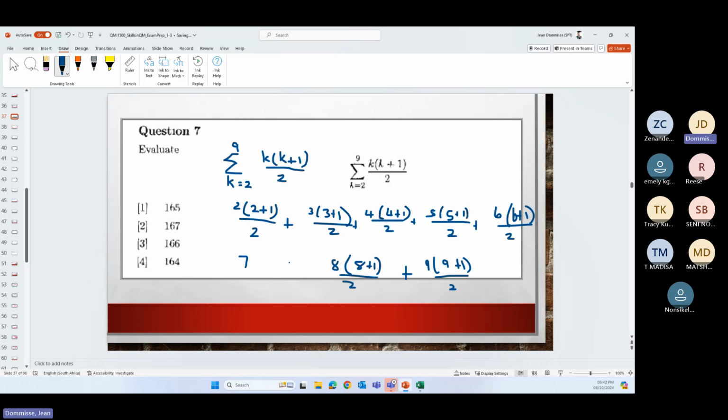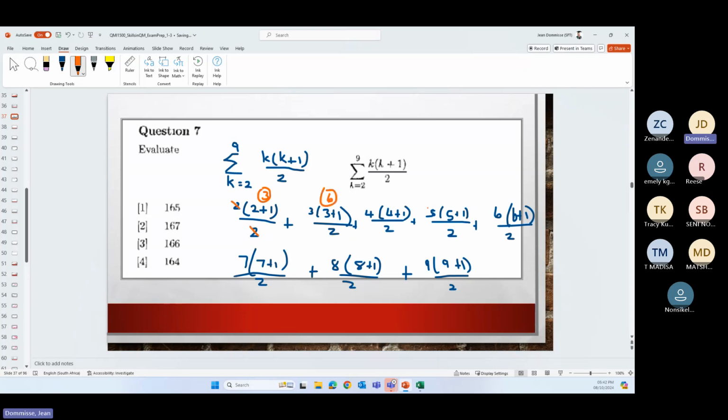Okay, so that is what we needed to do when you see this formula and what we need to work out. So we need to work out the sum from 2 up until 9. So let's make it a bit simpler. 2 goes into 2 once, 2 plus 1, so that is going to be 3, that answer. 3 times 4 is 12. 12 divided by 2 is 6.